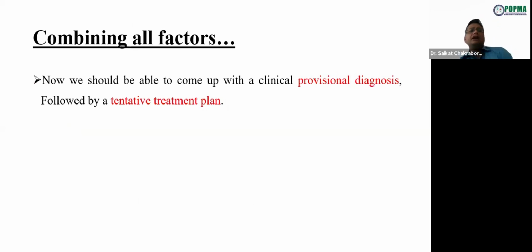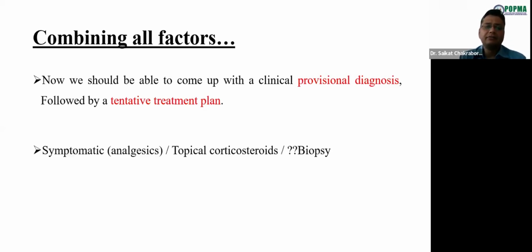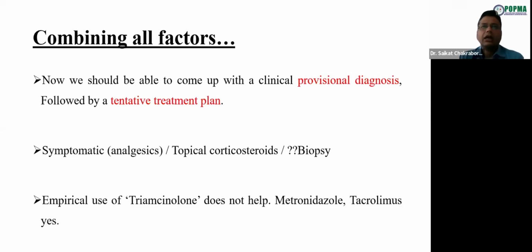Combining all the factors, we should now be able to come up with some kind of provisional diagnosis. And once we are done with the provisional diagnosis, there would be a treatment plan. If it is an inflammatory ulcer, analgesics, local or maybe systemic analgesics, topical corticosteroids to some extent, yes, if you are confirmed that we are looking at a pemphigus or a lichen planus. Biopsy, if you have decided that nothing fits the bill, you cut the tissue and observe it under the microscope.